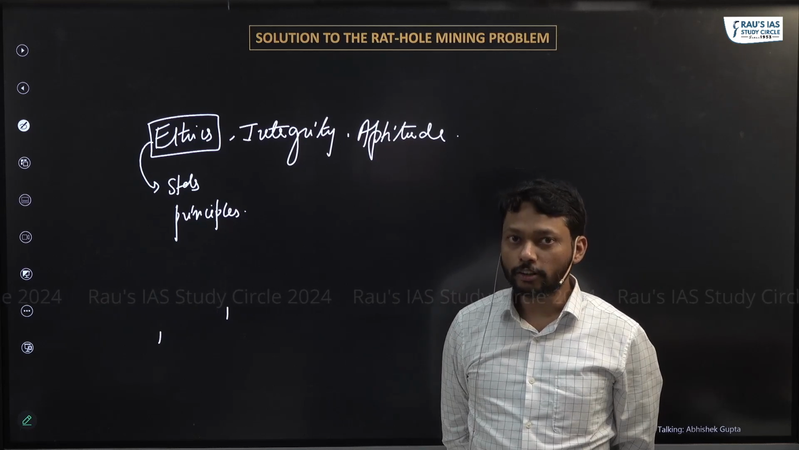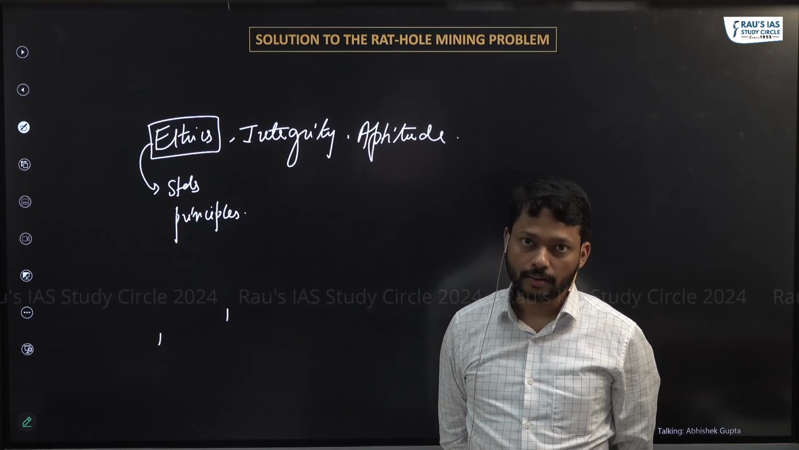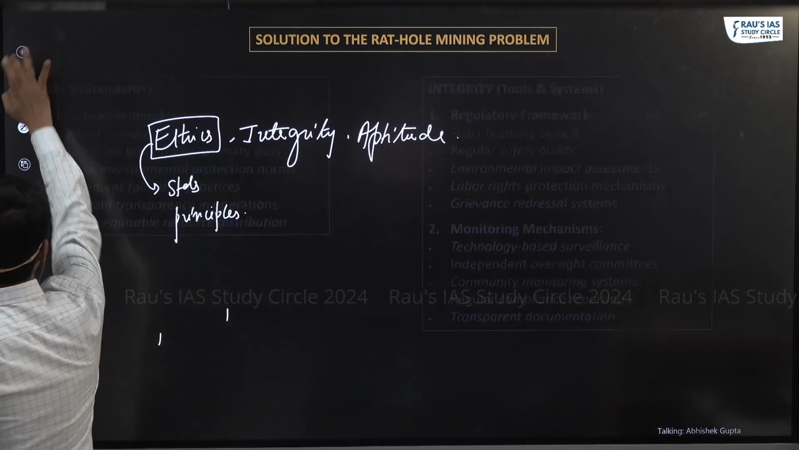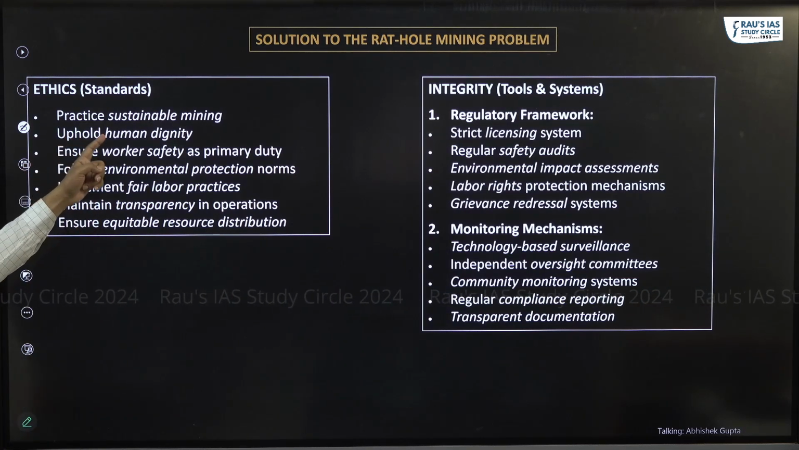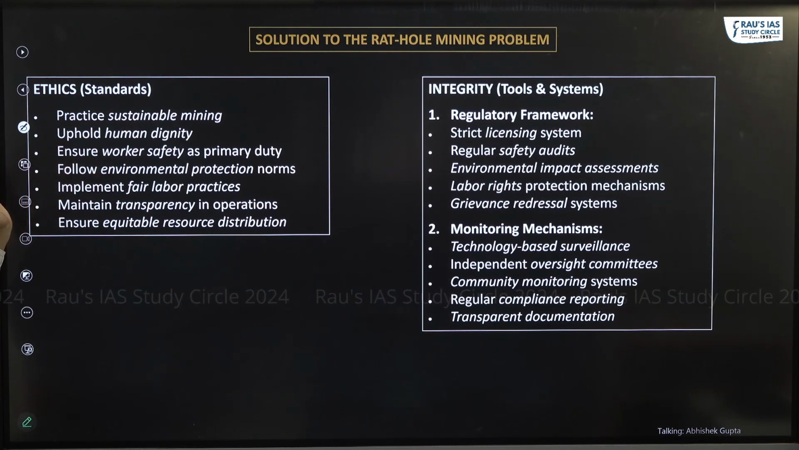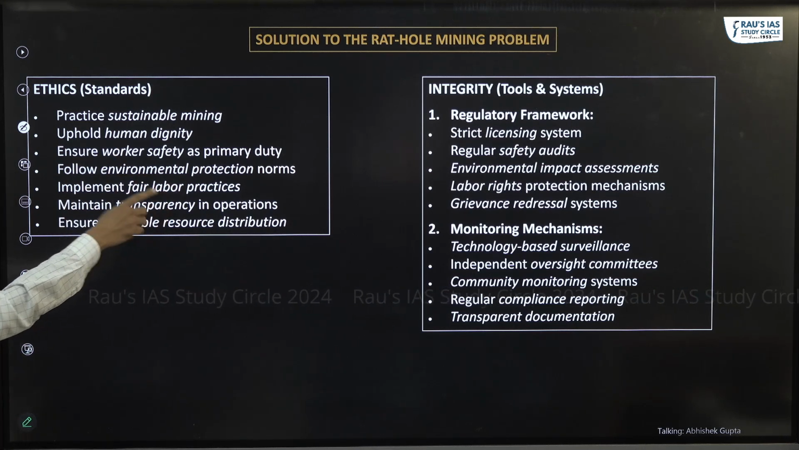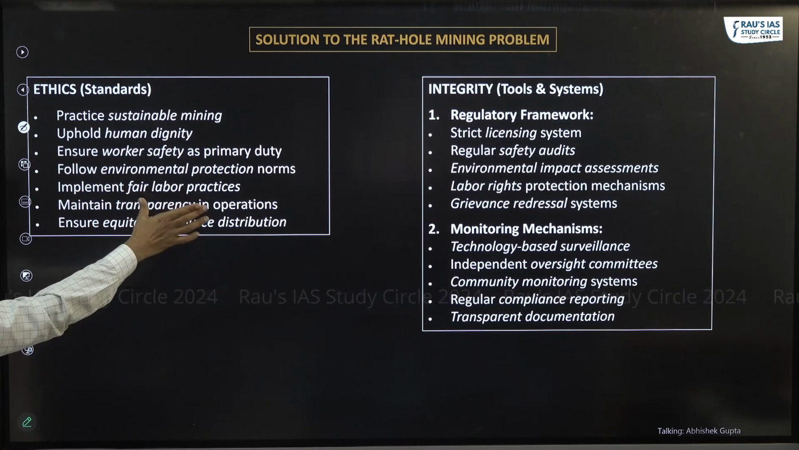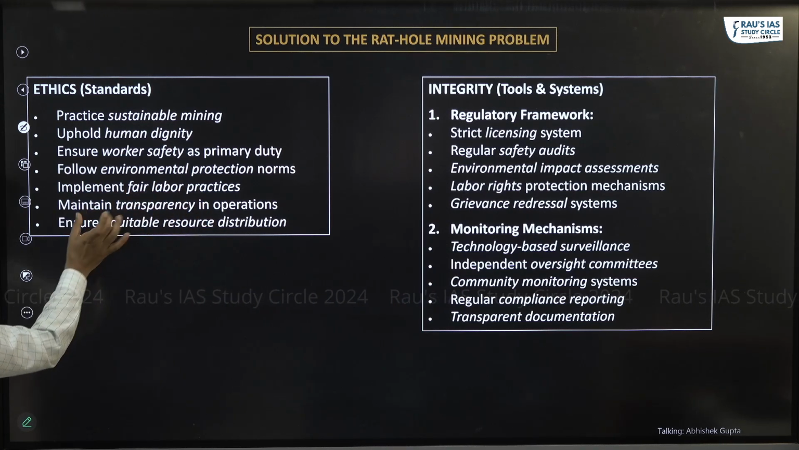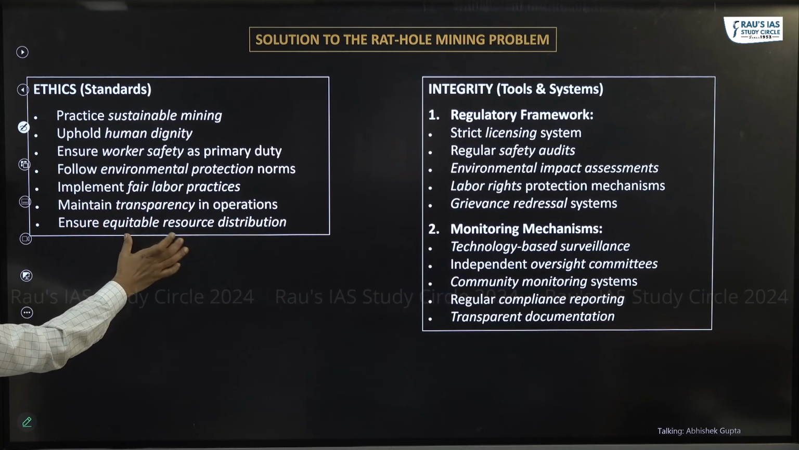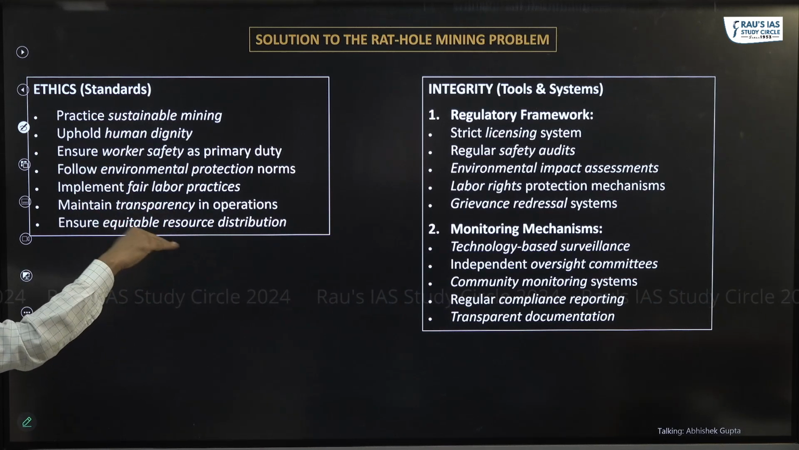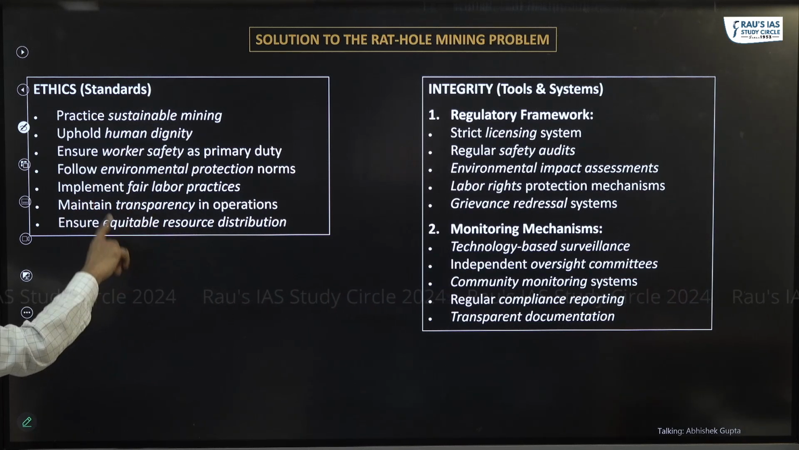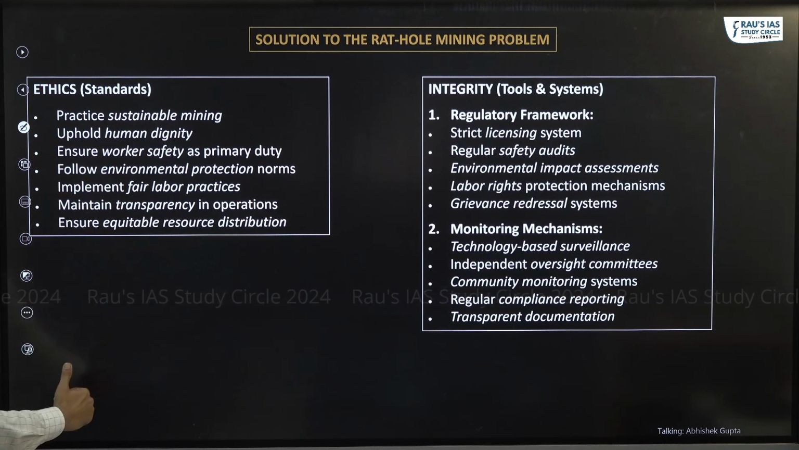So if the question is, what kind of policy should we have regarding mining? Then the answer would go something like this. First of all, there should be standards. And standards could include these things. Sustainable mining practices only. You can have open cast mining maybe, but not rat hole mining. Sustainable mining practices, upholding human dignity, ensuring worker safety, following environmental protection norms, implementing fair labor practices, maintaining transparency in operation, ensuring equitable resource distribution. These are various standards with regard to various normative ethics, rights and utilitarianism and justice and duty and this and that. Having all the normative ethics will develop your standards.